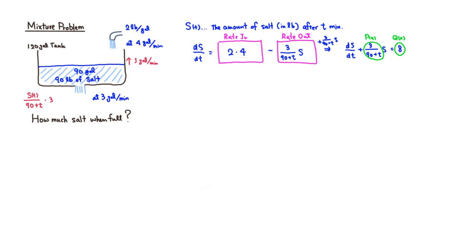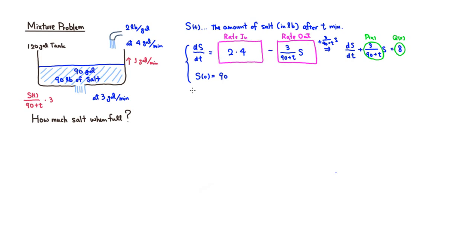And we also have an initial value condition. So capital S at 0 is going to be, since you have 90 pounds of salt present initially, S of 0 is equal to 90, right? So we have an initial value problem here. All right, so let's use an integrating factor.